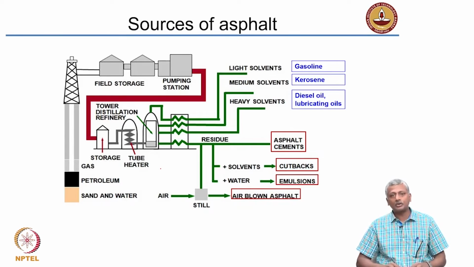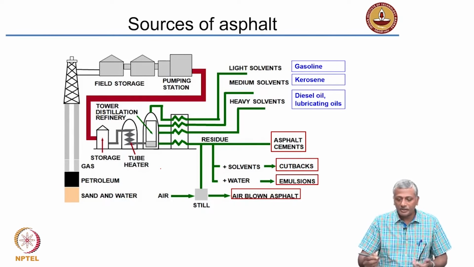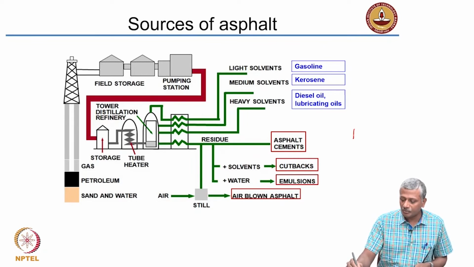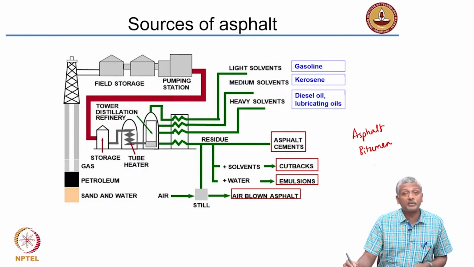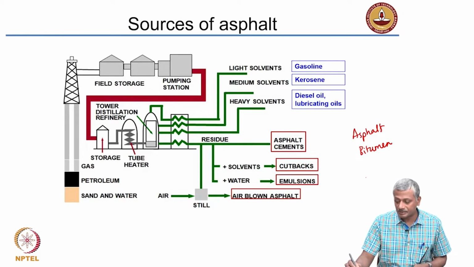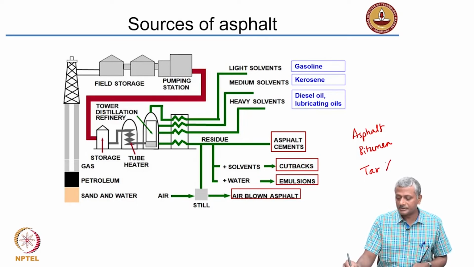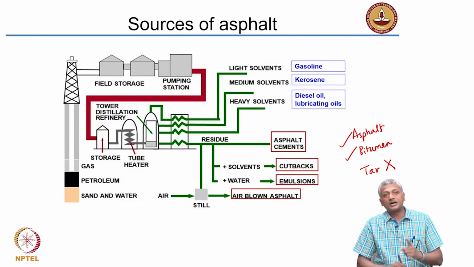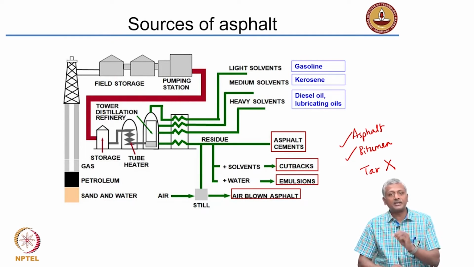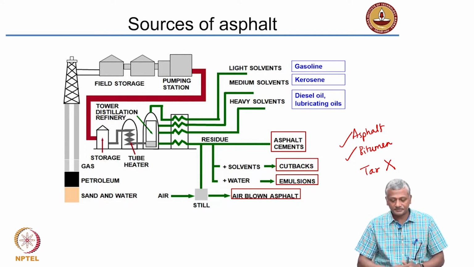Where is asphalt or bitumen obtained? Asphalt and bitumen are one and the same. So, again, many of you may have heard different terminologies: asphalt, bitumen. Some of you may even call such pavements tar roads. That is wrong. It has to be either asphalt or bitumen. Tar is incorrect because tar is a different material. I will touch upon that in just a minute.